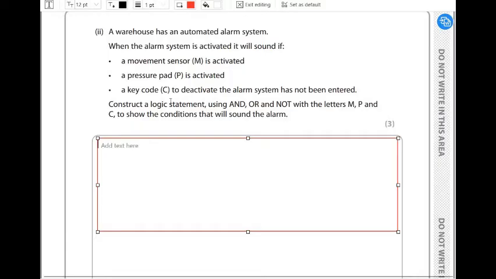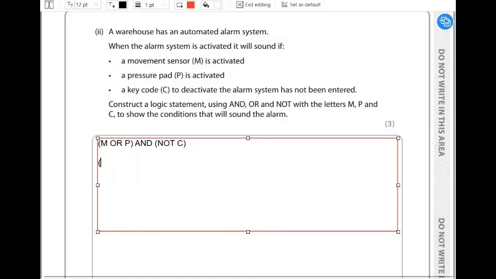So by saying M or P, that would get you 1 mark. And not C, that would get you 2 marks. Okay? So just by mentioning and, that would get you 1 mark. By mentioning not C, that would get you 1 mark. M or P, that would get you 1 mark. But it doesn't have to be written exactly like that.